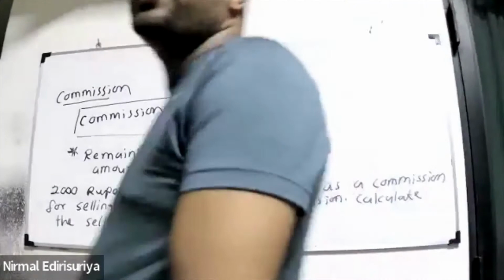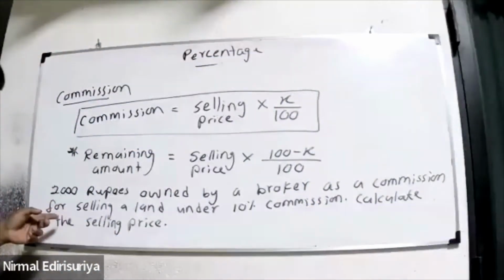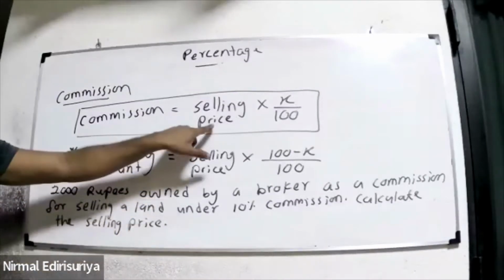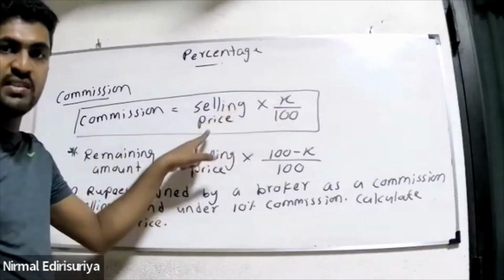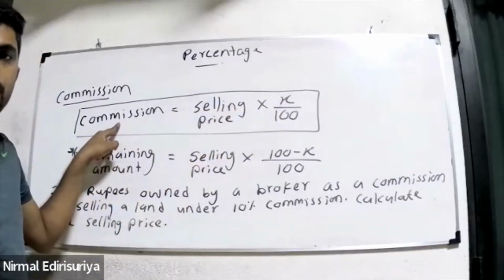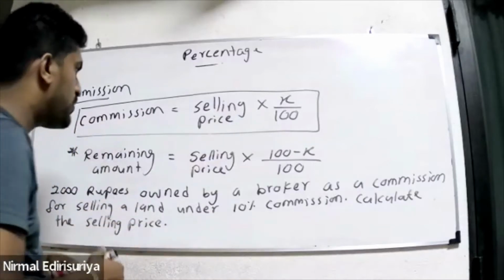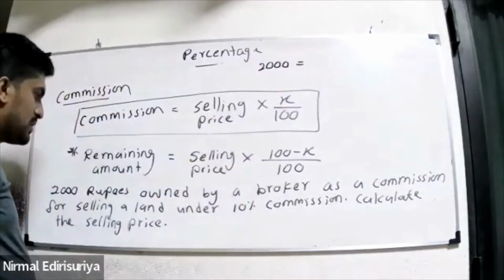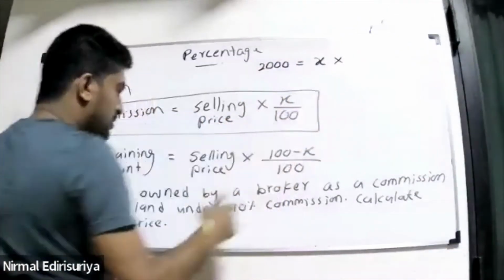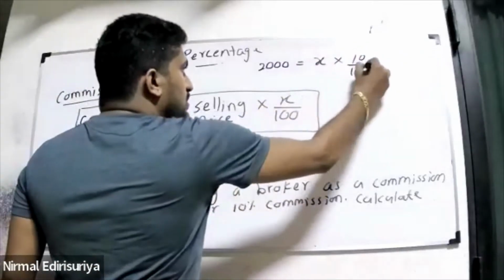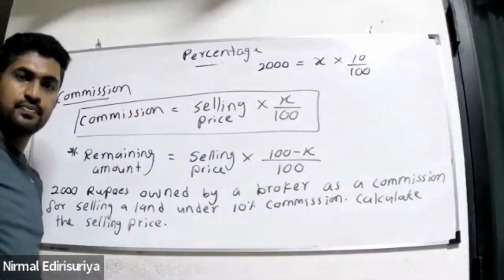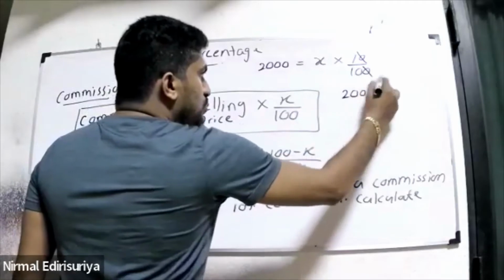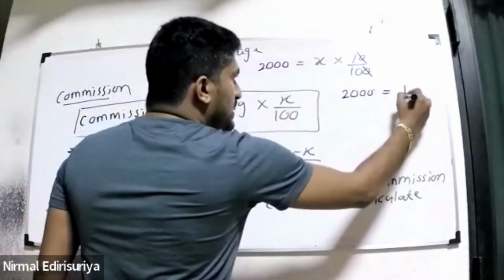Okay, can I do it for you? This is where they are calculating the selling price. That means they are asking about this. You know the commission, so which equation do you have to use? This one. Then you have to put in the data. Commission is 2000 equals selling price, which you don't know, into 10 over 100. Then this zero and zero cancel. Then 2000 equals selling price, 1 over 10 x.